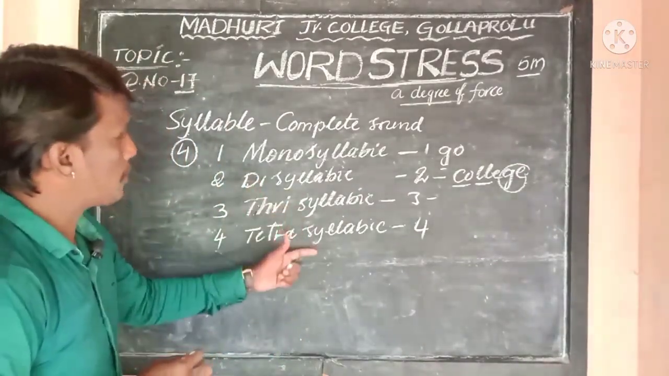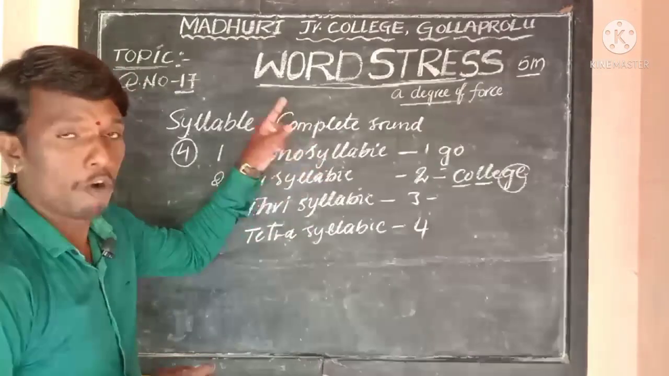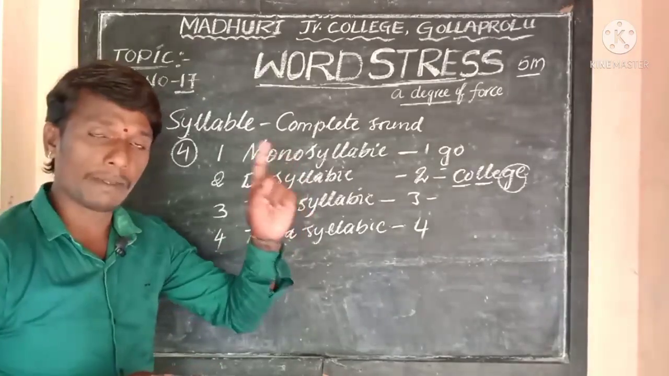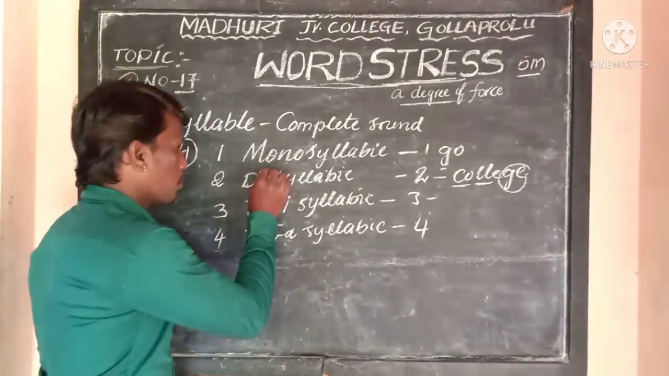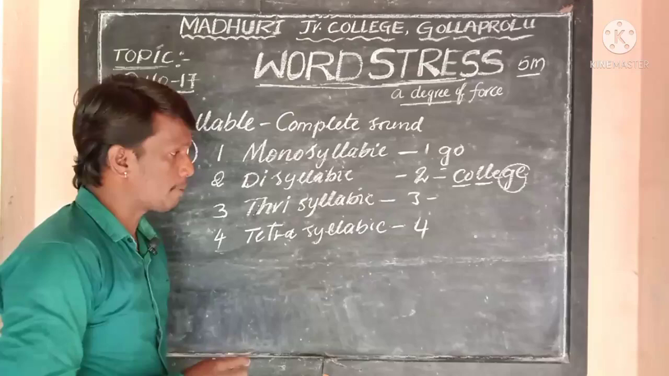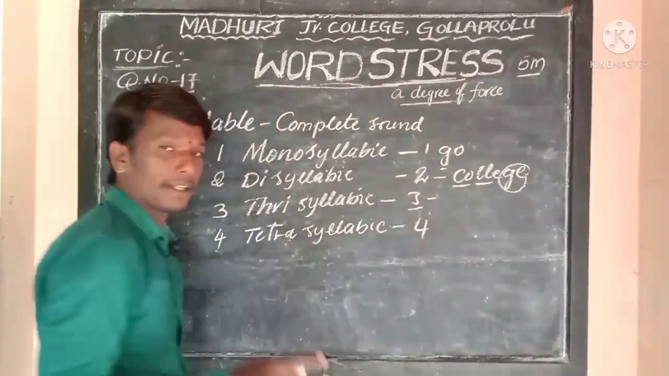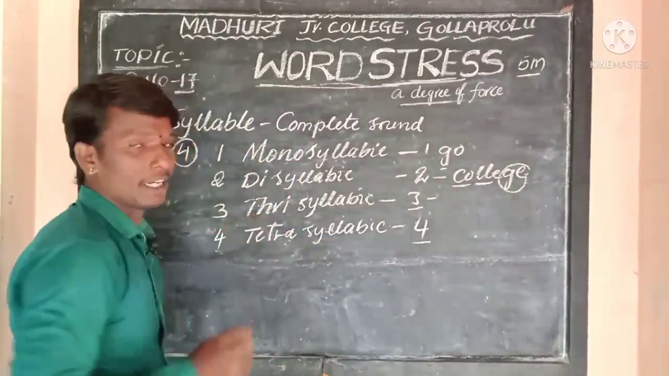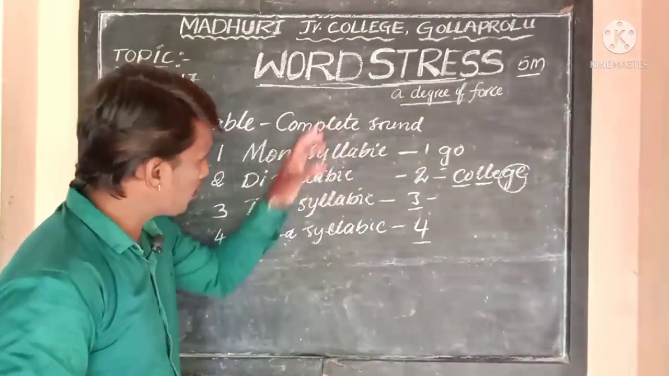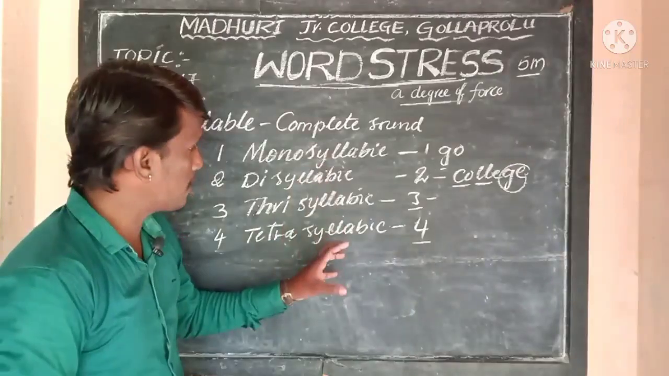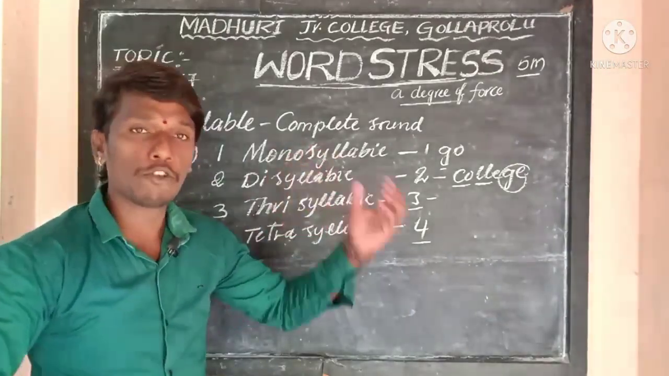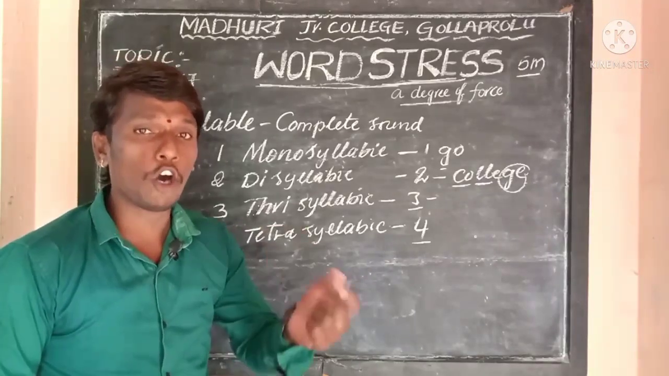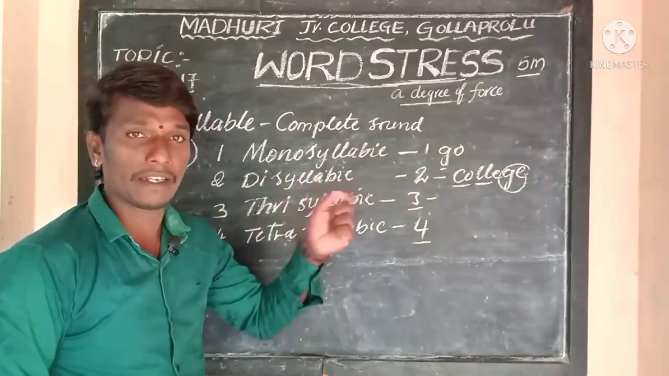So, dear students, firstly you should identify how many syllables there are in a particular word. If the word has 1 syllable, that is a monosyllabic word. If the word has 2 syllables, that is a disyllabic word. If the word has 3 syllables, that is a trisyllabic word. And if the word has 4 or more syllables, that is a tetrasyllabic word. And basing on these syllables, we can use the right stress mark on the right syllable depending on how many syllables there are in a word.